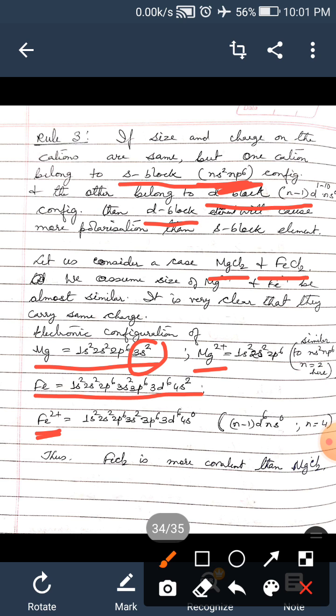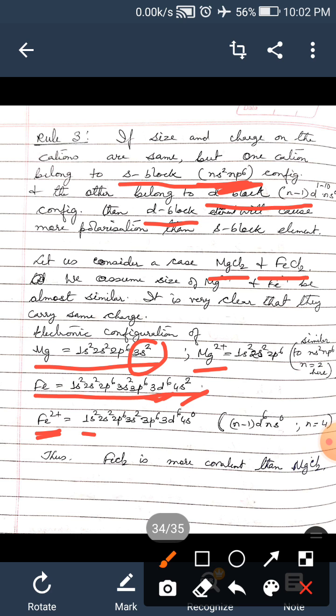Now when electrons will be lost, 2 electrons will be lost from ferrous. Electrons will not be lost from 3d, they will be lost from 4s because this is the last shell. I tell you, quite often the electronic configuration of ions is also asked, and in that case you need to be careful. The way they are filled up and the way they lose electrons may not be the same.